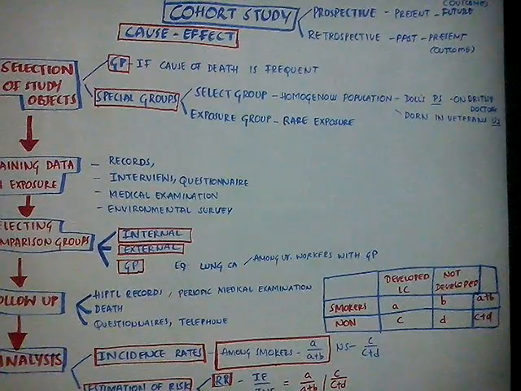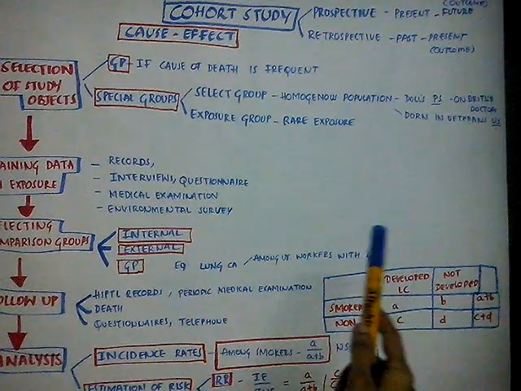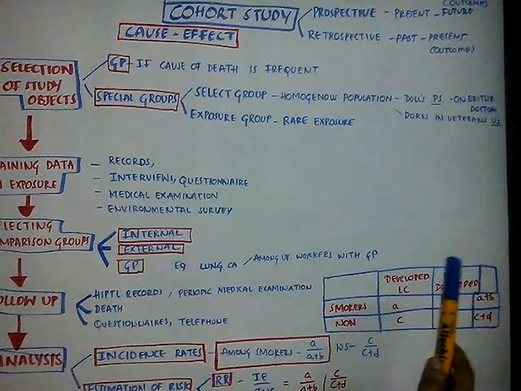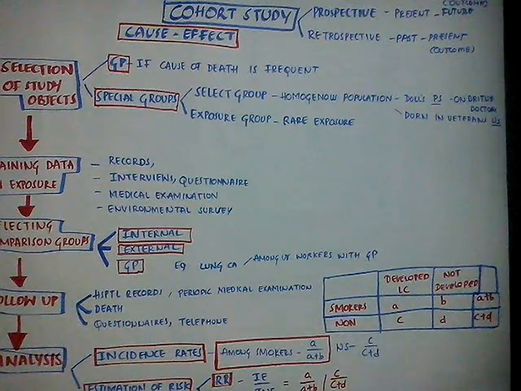we select the homogeneous population like professional groups like doctors, lawyers, engineers and all. Because the accessibility is easy and the follow-up is also easy in this population. Doll's prospective study on the British doctors is an example, whereas Dorn's study in veterans in the United States is another example. Coming to exposure group, if there is rare exposure, we select these groups. Example, radiologists exposed to X-rays.